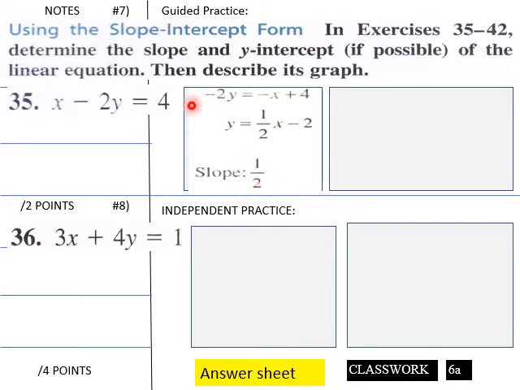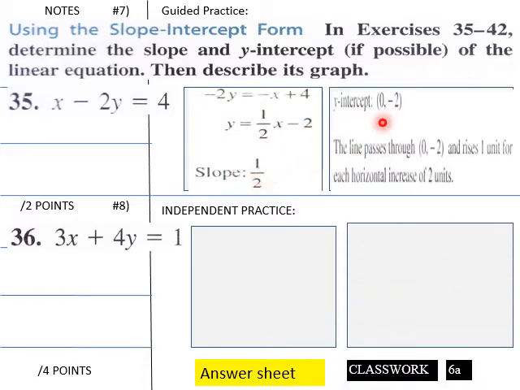So the slope is 1/2. We put this in slope-intercept form. We solve for y here. We have y equals 1/2 x minus 2. There's our slope there, and then our intercept is -2. The line passes through (0, -2), meaning that it rises 1 unit for each horizontal increase of 2 units.